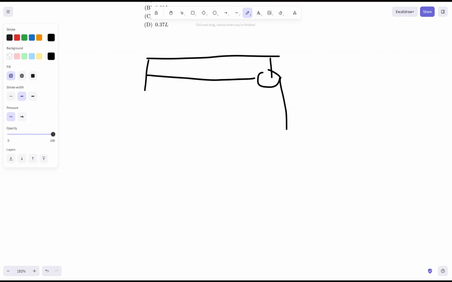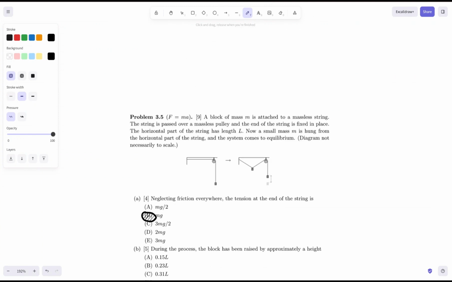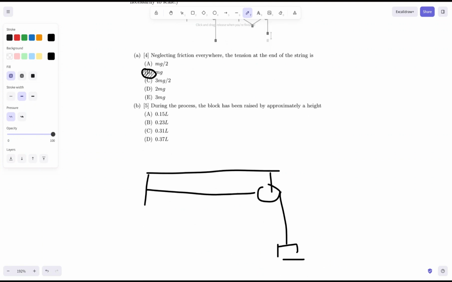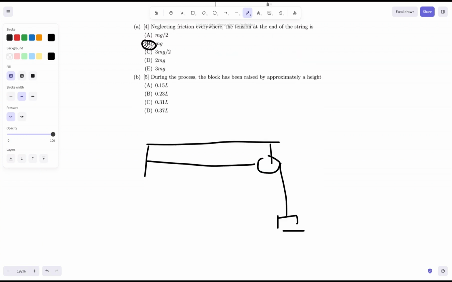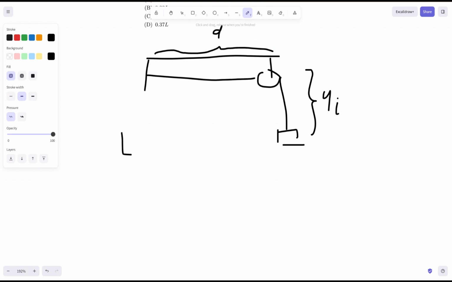So first we have this situation. I know the problem says the horizontal part is L, but I don't care about that, I'm going to do whatever I want. Let's say this is D, because I want capital L to be something else, and this segment is going to be Y initial. Therefore, the total length of the string has to be D plus Y, and the total length is capital L, because usually it's capital when it's the total of something.